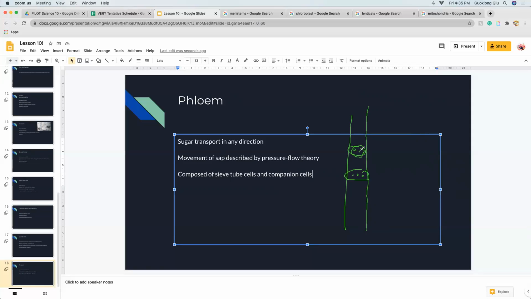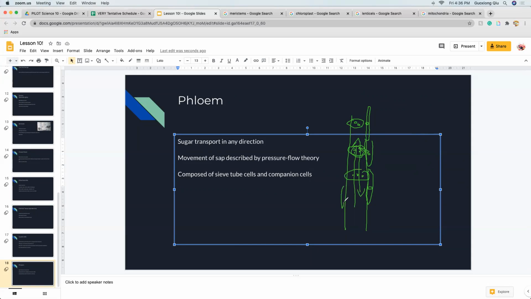Your sieve tube cells do not have a nucleus. So another way to say it is they don't have a brain. To make up for that, on the sides of your phloem you have companion cells. In here you have your sugars that go around through the sieves. And on the outside you have your companion cells, and they have a nucleus. The nuclei of the companion cells also work as nuclei for the sieve tube cells.